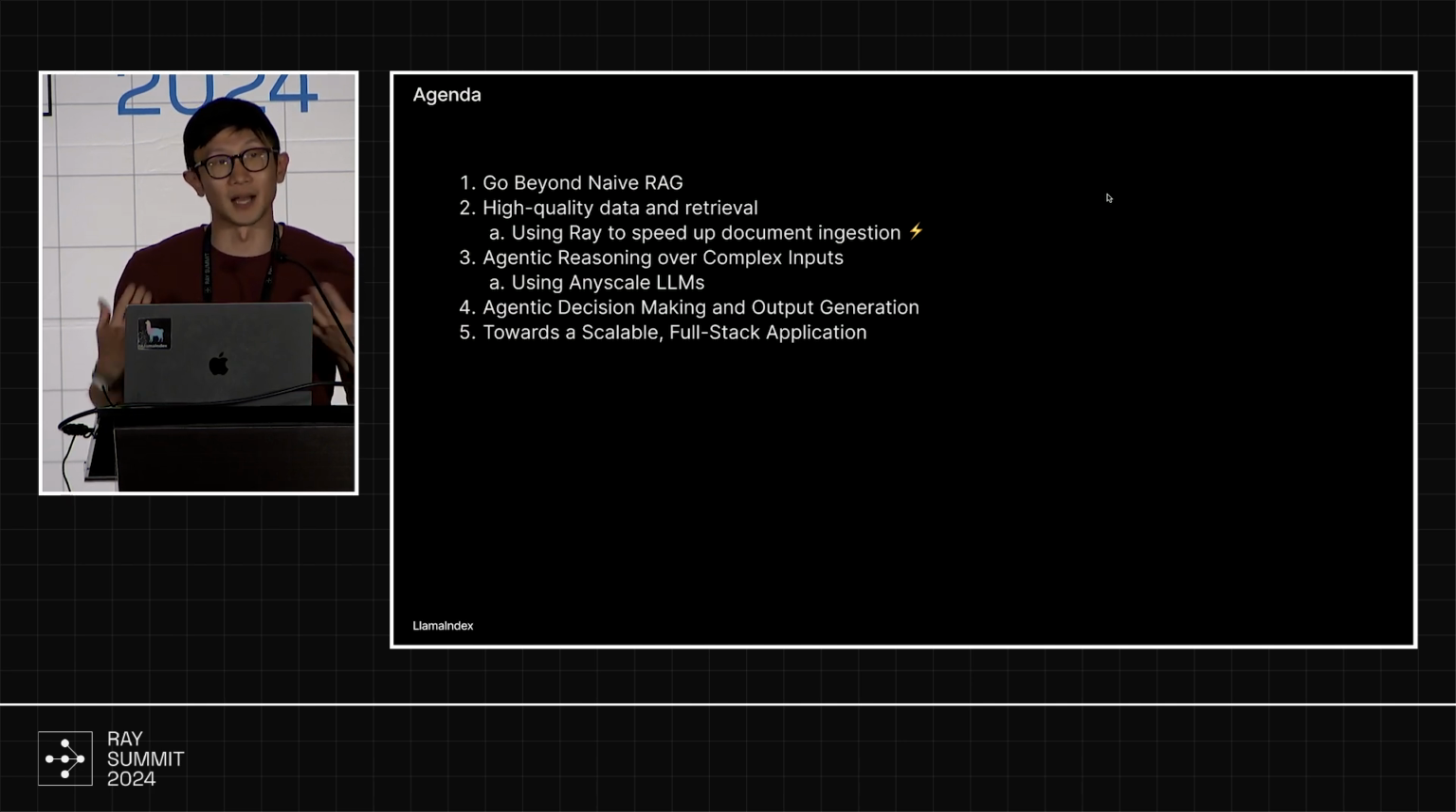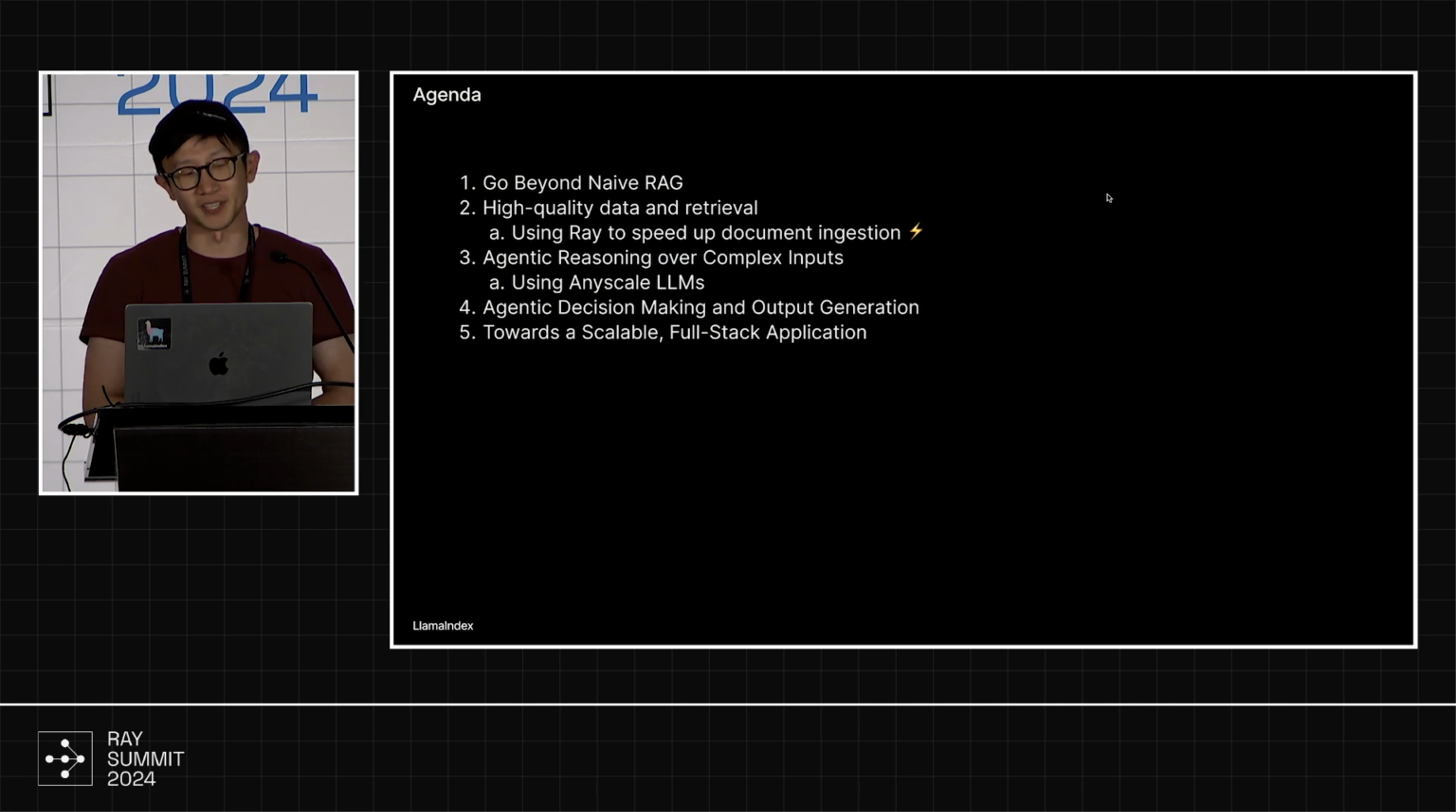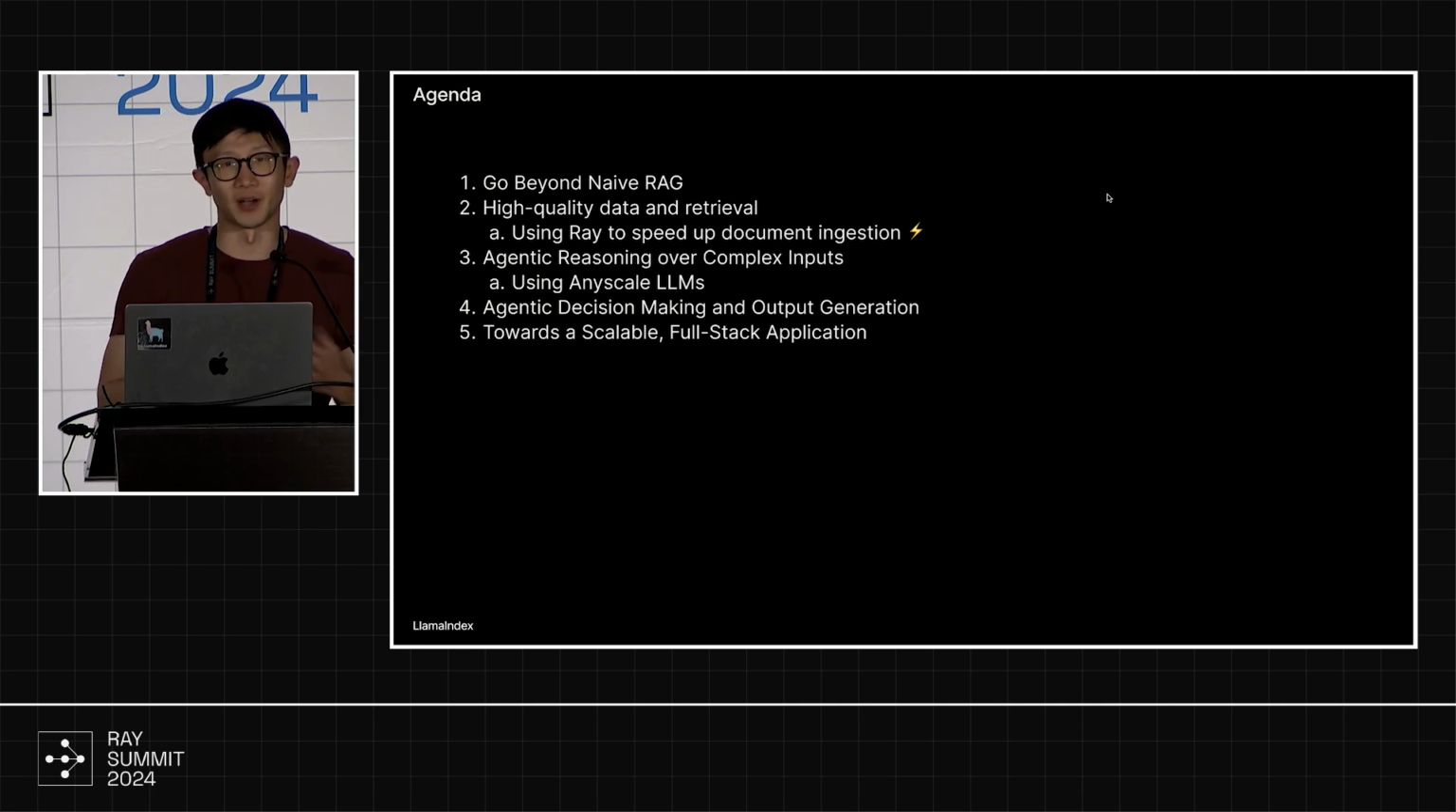We also have LLM integrations and embedding integrations with Anyscale. So if you're using the Anyscale platform, you can deploy an open weight LLM, fine-tune it, and use it for agents. And then 4, agentic decision making and output generation. How do you go beyond a standard chatbot response? And then 5, deploying a full stack application.